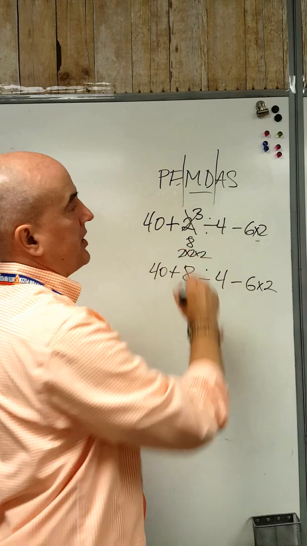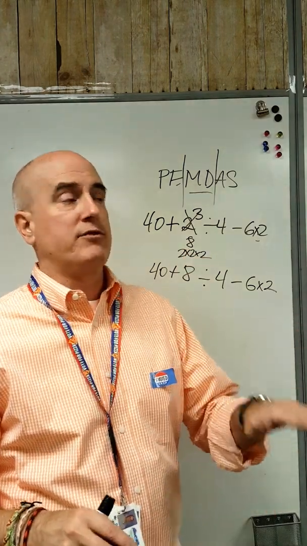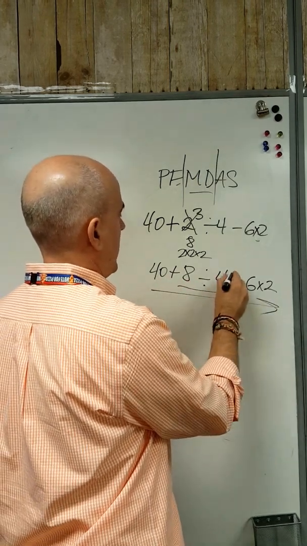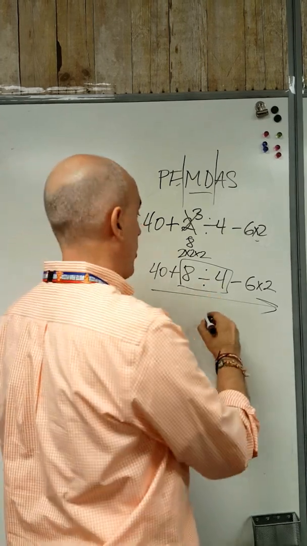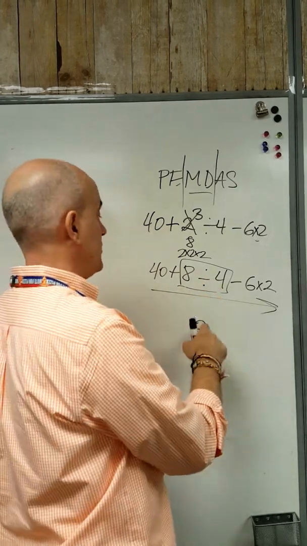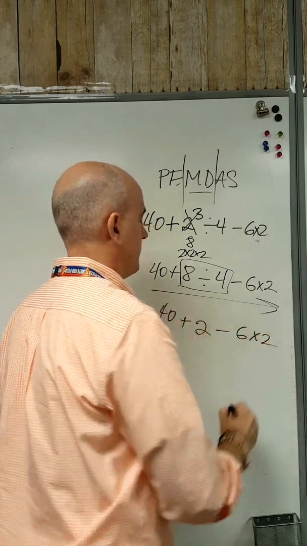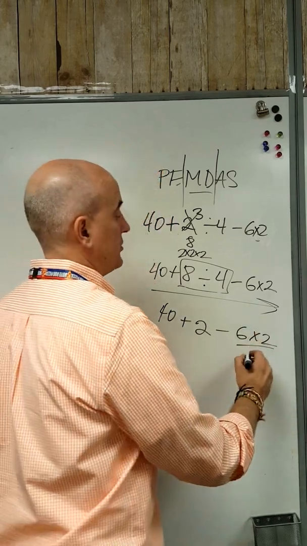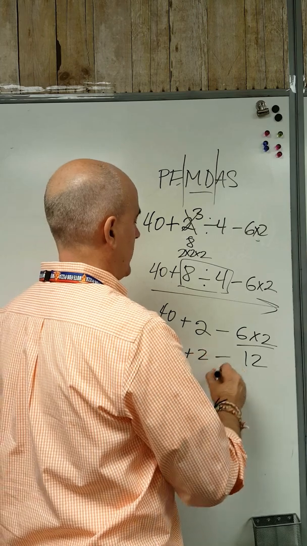The next step is multiplication and division, and it doesn't matter which one you do first, but we just have to do them all left to right. So if I go this way, I see here my first multiplication problem is right there, 8 divided by 4. So 8 divided by 4 is 2, so we change that to 2. So now I have 40 plus 2 minus 6 times 2. Then I keep going and I see another multiplication problem. 6 times 2 is 12. So now I have 40 plus 2 minus 12.